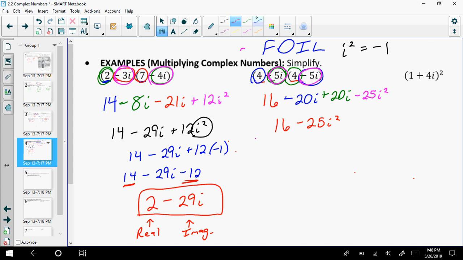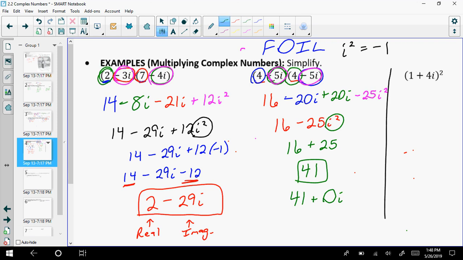And then again, we have the i squared. So we know that's going to become negative 1. And negative 1 times negative 25 would actually make it positive 25. And if I combine those, notice this one does not have an imaginary part. If you really wanted to, you could write it like this, plus 0i. But you don't have to put the 0i. Okay, one more of these.